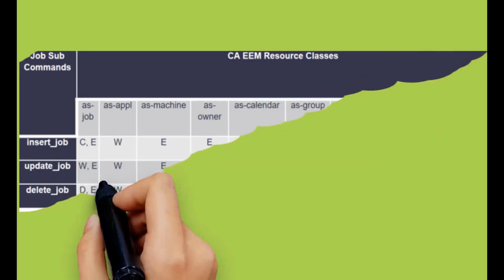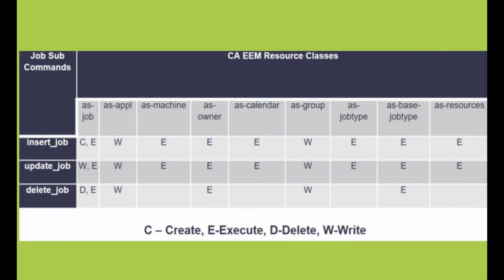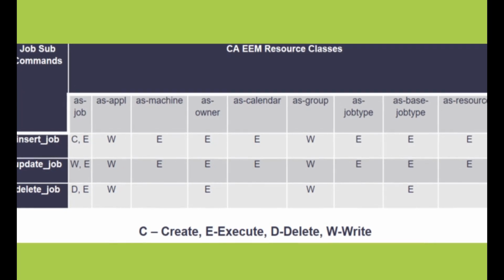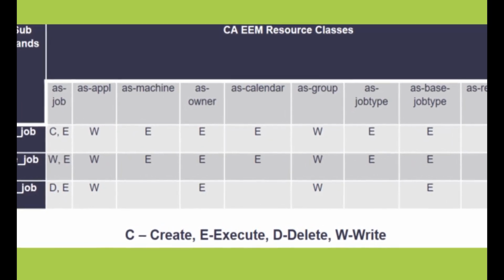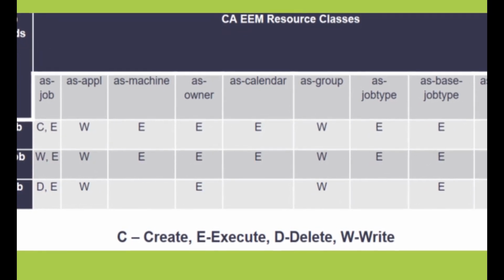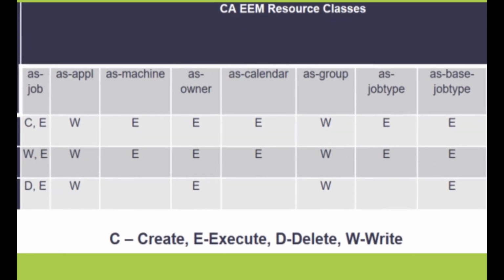This table indicates the actions that must be granted by your security administrator in the different CAEEM resource classes to insert, update, or delete a job. C indicates that you have permission to create the job. E indicates whether you can issue the send event command for the job. D indicates that you can delete the job. W indicates that you can edit the job.